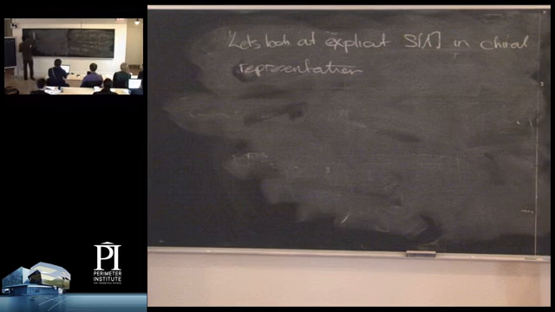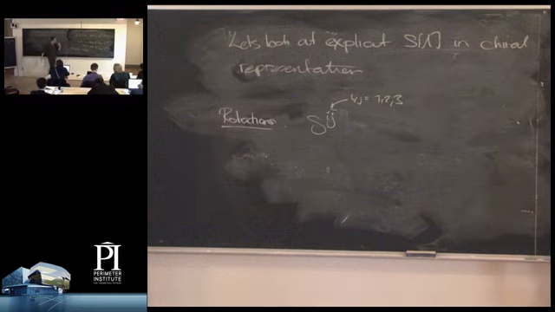Okay, so let's look at the explicit S of lambda in the chiral representation. The chiral representation means I pick those gamma matrices I wrote on the board, I figure out what these S's are by commuting them, and then I'm going to exponentiate these to get this. So this hopefully will answer the question you just had. So let's look at rotations.